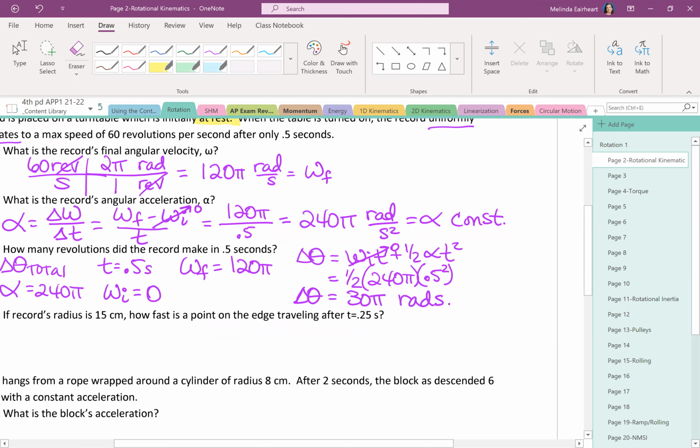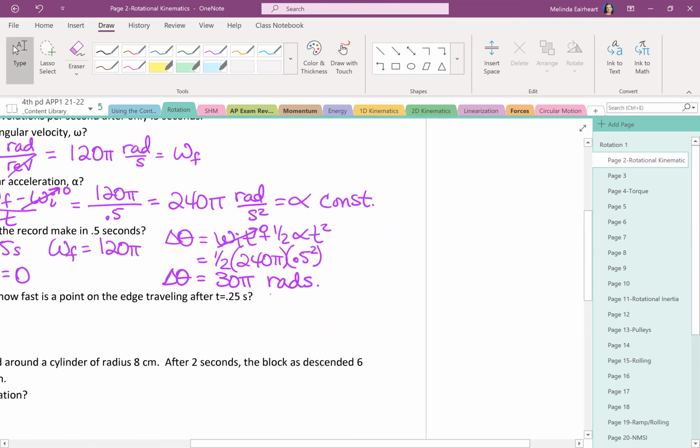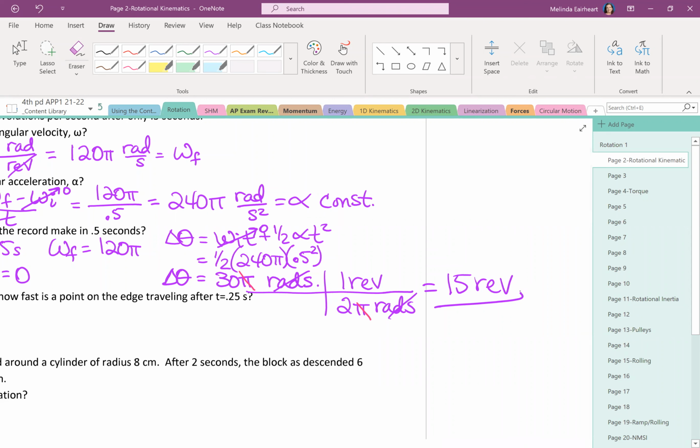How do we go to revolutions? Right, divide by the 2 pi. So we have that displacement. 1 revolution is 2 pi radians. So notice our pi is going to cancel out, and 30 over 2 is 15 revolutions. Does it feel different? I mean, it is a little different, but it should feel a lot the same to basic kinematics, okay?